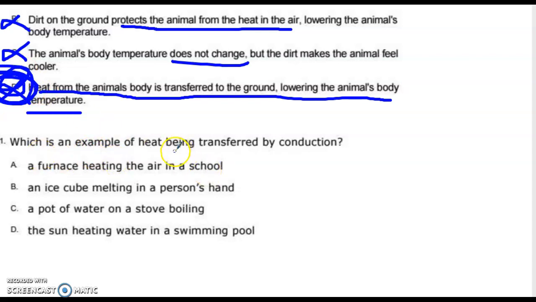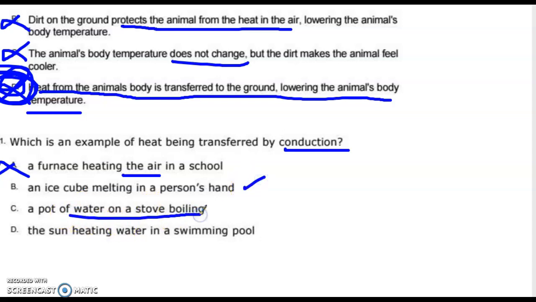What is an example of heat being transferred by conduction? If I see the word conduction, what am I looking for, Gunnar? There should be some touching going on. A furnace heating the air. No, I'm talking to Gunnar. An ice cube melting in a person's hand. Raise your hand if you put that as an example on your project. Ooh, boy, I sure hope none of you that put it on your project also missed that one.